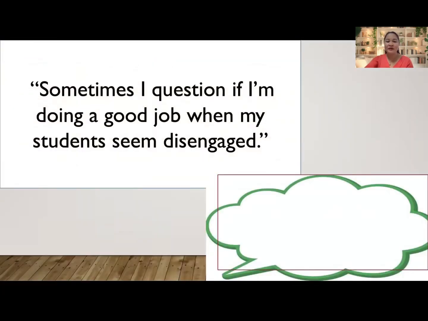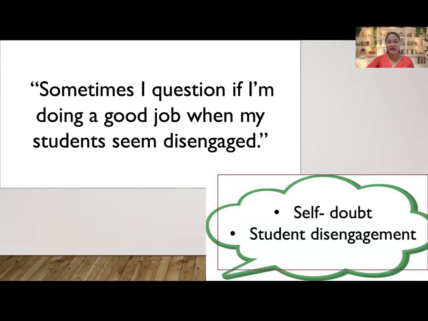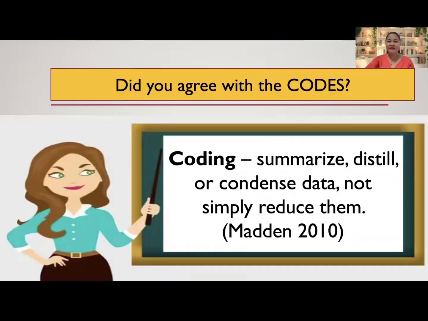Another example of coding. Sometimes I question if I'm doing a good job when my students seem disengaged. So the code here is self-doubt. It can be students' disengagement. So there is self-doubt of the teacher and the students' disengagement. So do you agree with the code? So this is an example.